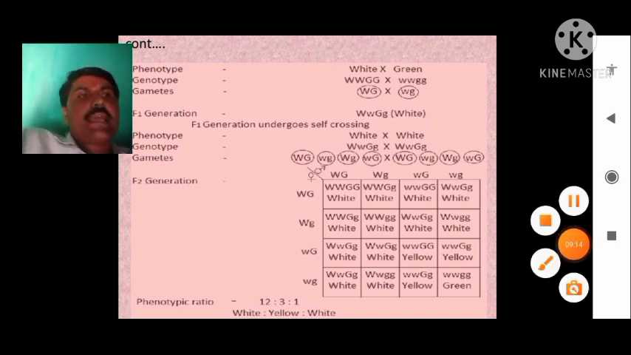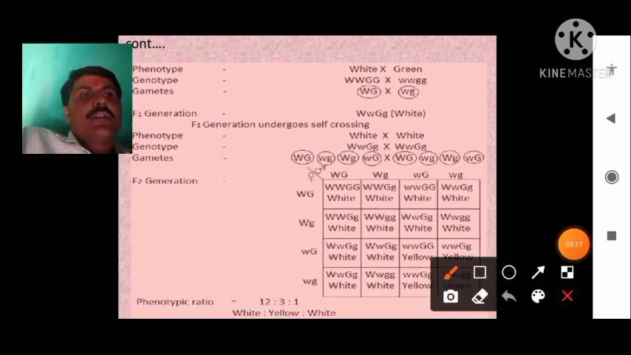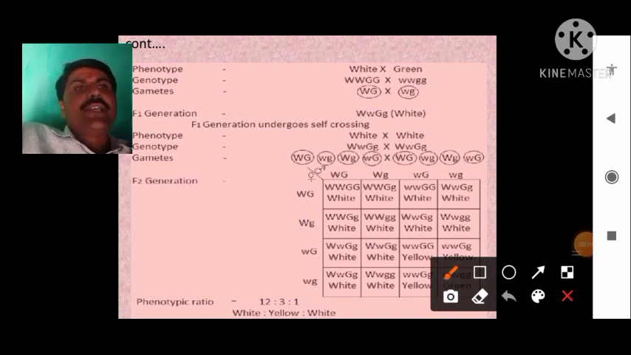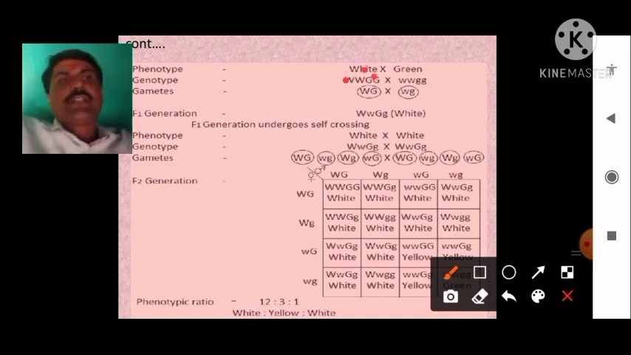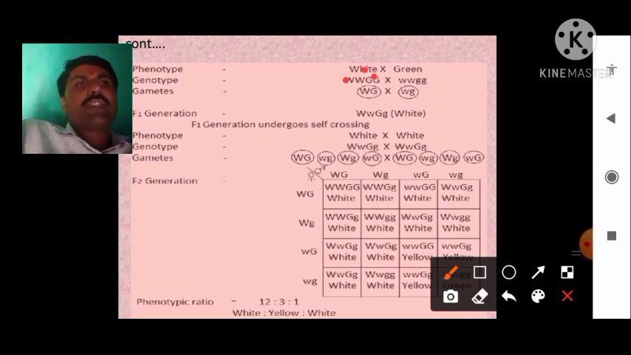What we see is that the allelic genes, capital double W and capital double G, were crossed with the smaller double W and the smaller double G. These are the genes present in these plants for this color. These are the two allelic pairs of genes. Well, while crossing this, what happens?